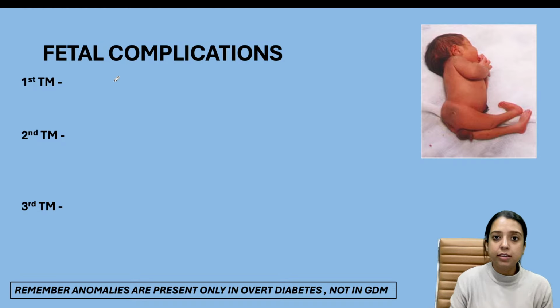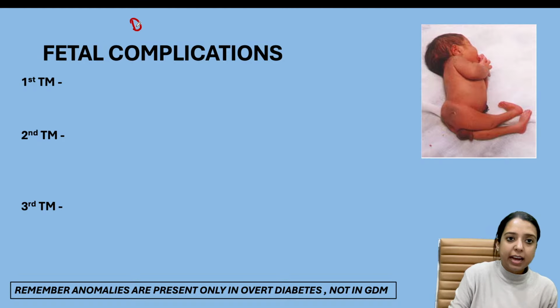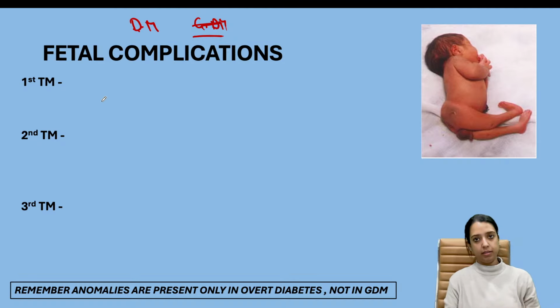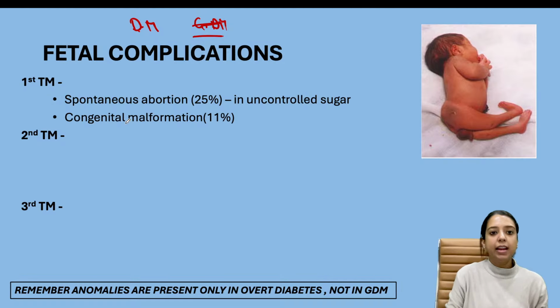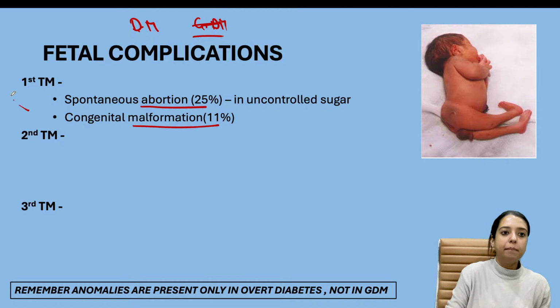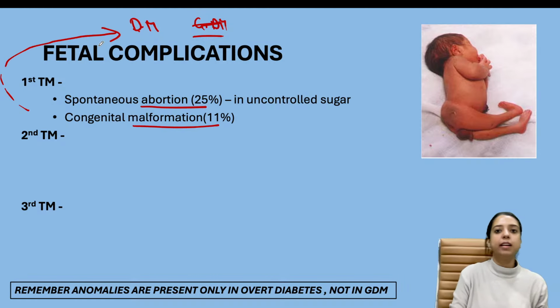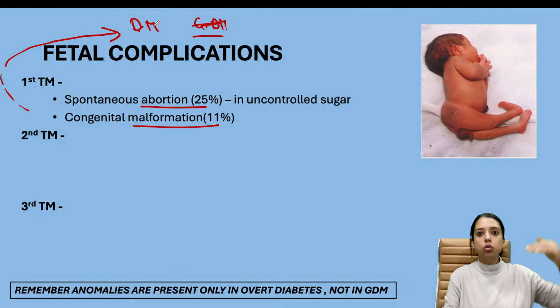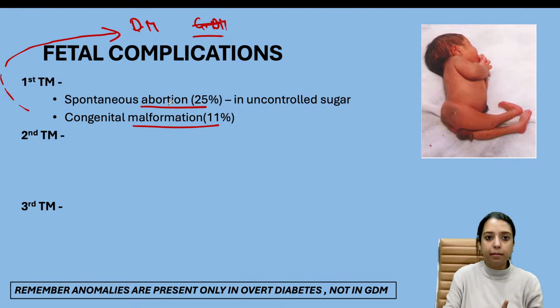What fetal complications can happen? Remember, in diabetes and in GDM, the fetal complications are different. Diabetic patient develops the fetal anomalies. ठीक है? Patient can have spontaneous abortions, patient can have malformations, and that happens only in somebody who is overt diabetes. Overt diabetes में sugars are very high. That is why abortion and malformation happen in overt diabetes.